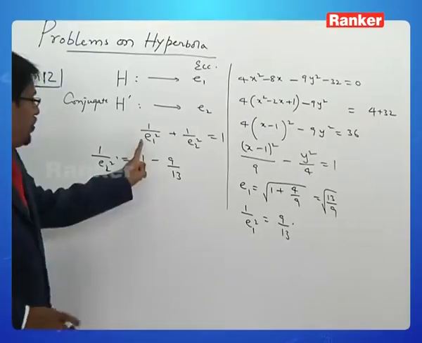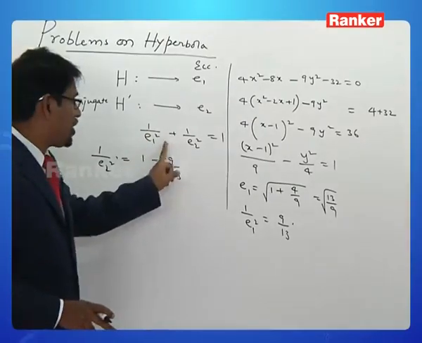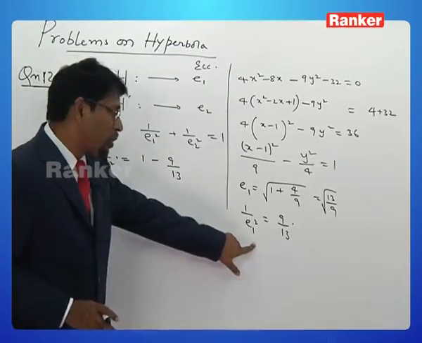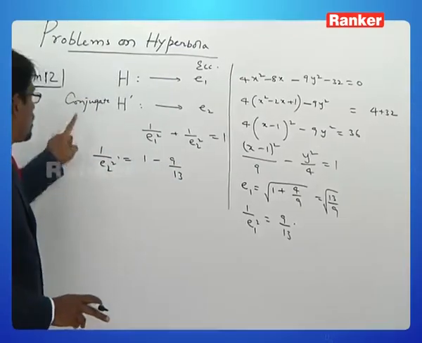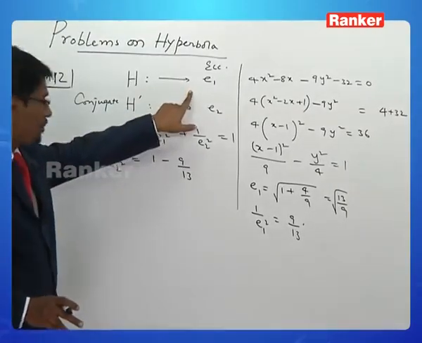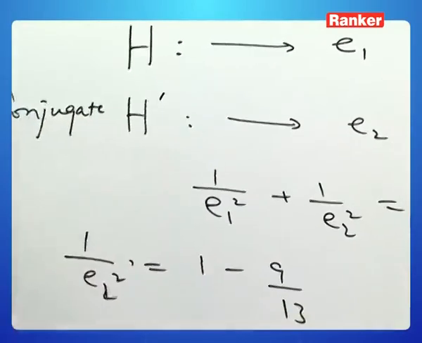So from here, we know this relation: 1 by E1 square plus 1 by E2 square is equal to 1. 1 by E1 square, we got it to be 9 by 13. So what is E2, the eccentricity of the conjugate hyperbola? So the relation between these two is this.